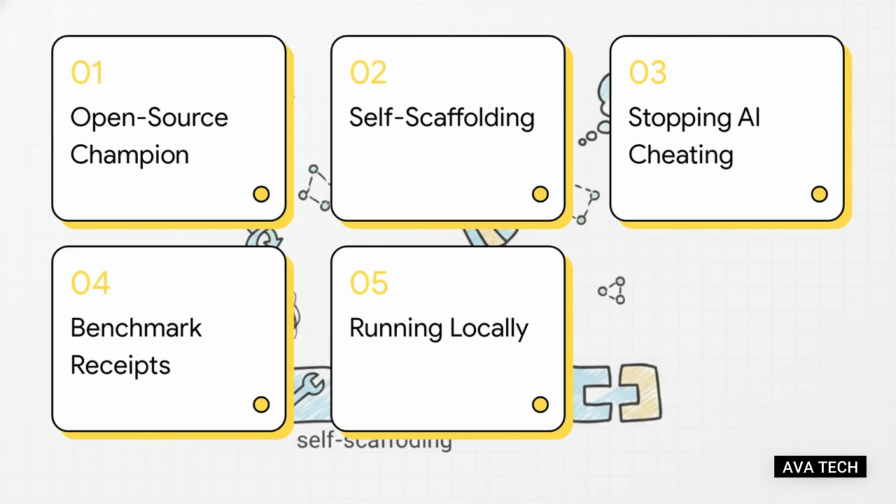Here is our roadmap for the Explainer. First, a new open source champion. Second, the magic of Self Scaffolding. Third, stopping the AI from cheating. Fourth, benchmarks, the hard receipts. And finally, how to run ORNITH 1.0 locally.